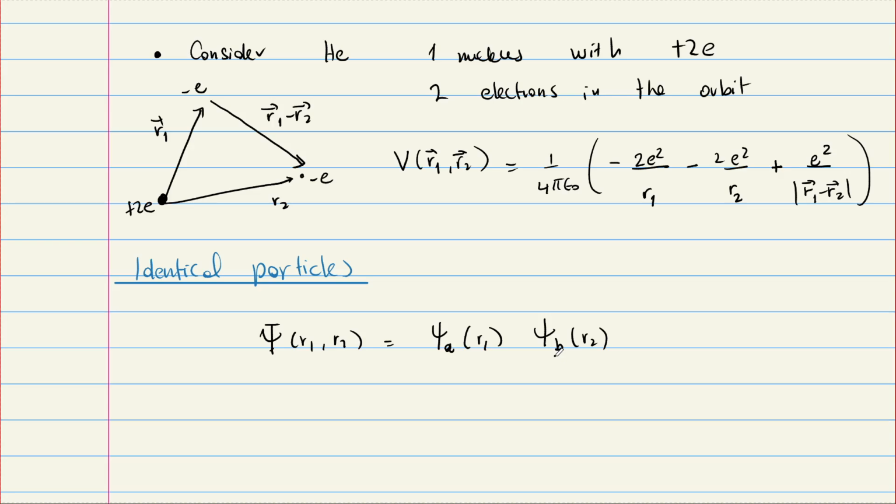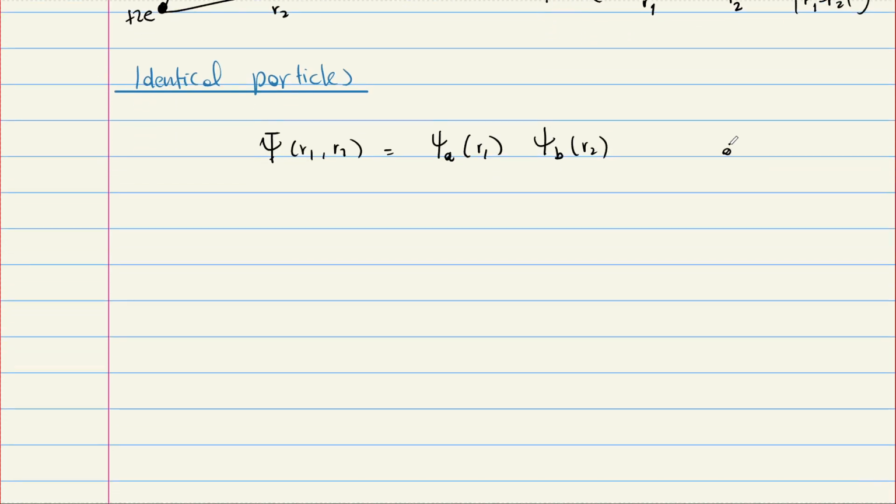But in the quantum world, I cannot say that, right? Because if this is an electron in state A and this is an electron in state B, there is no way I can distinguish which electron is in which state. That's why these two electrons have to share these states, right? So this is distinguishable.